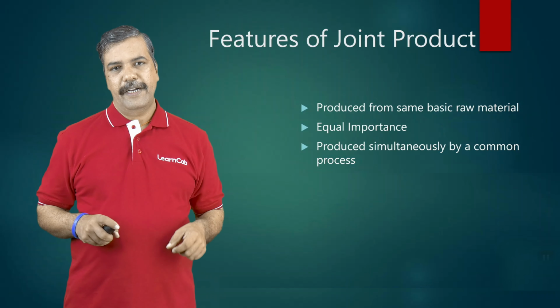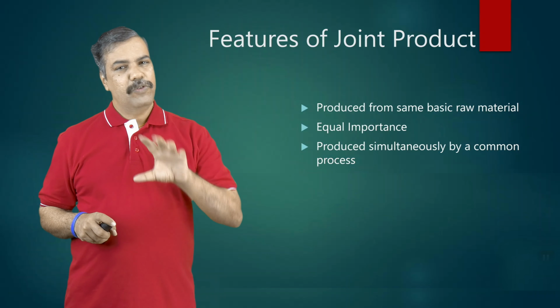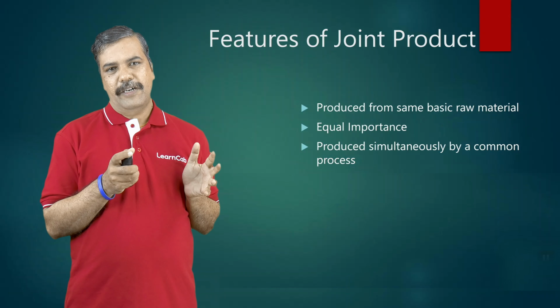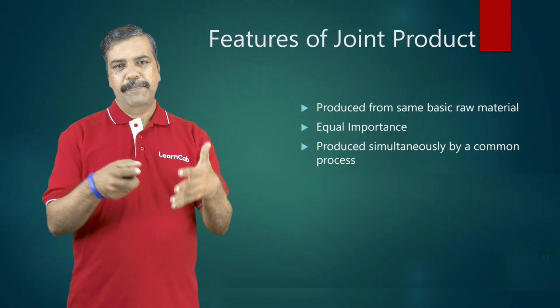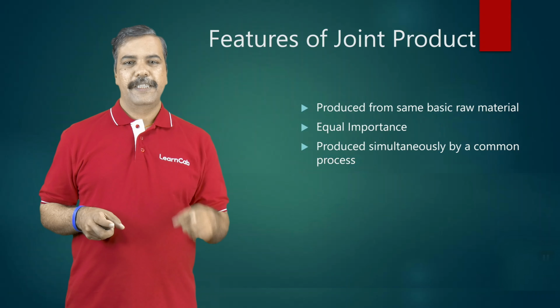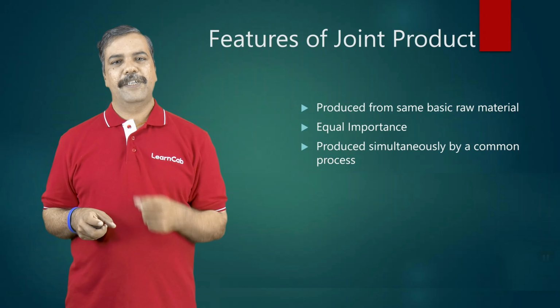So that is where the important question lies. How do you segregate? How do you apportion the joint cost of raw material which is used in the same process in order to manufacture different products? How do you apportion that? That is the biggest challenge. What is the method we need to use?